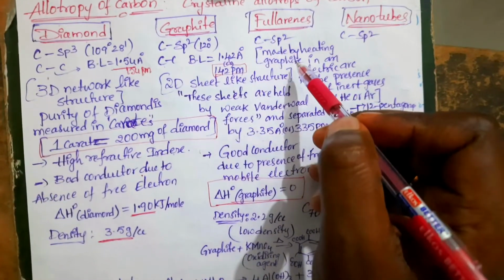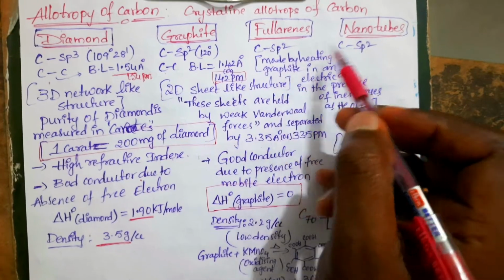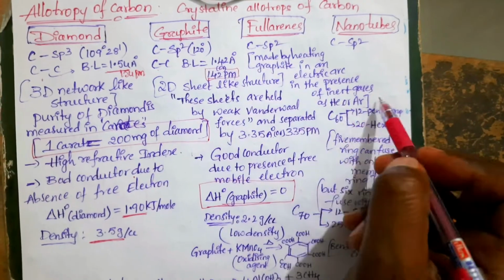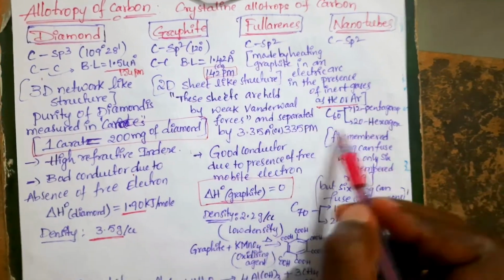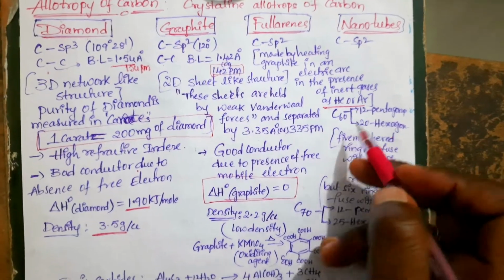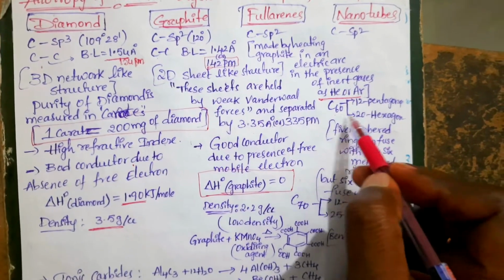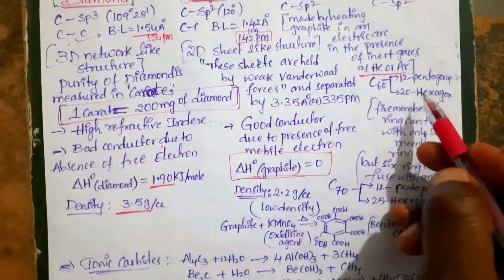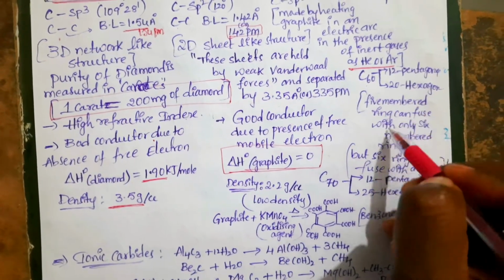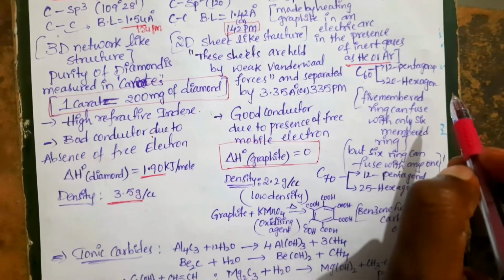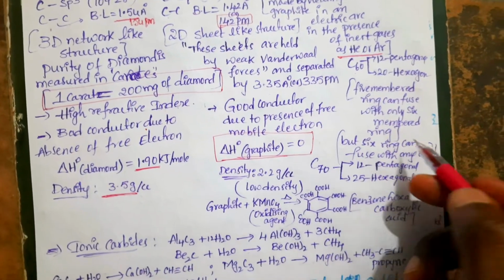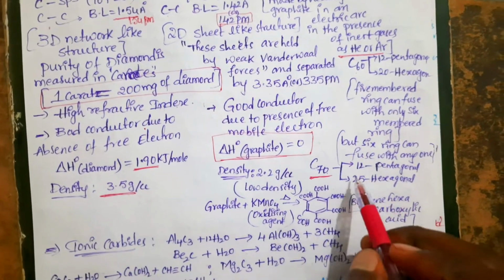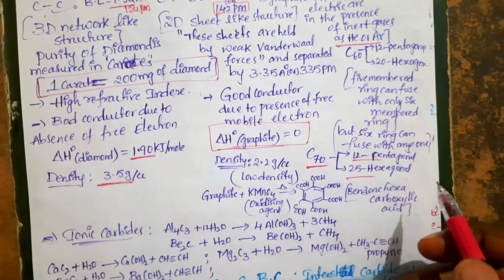You can take the fullerene. In fullerene, carbon participates in sp2, and nanotubes are also sp2. Fullerenes are made by heating graphite in an electric arc in the presence of inert gases like helium and argon. C60 fullerene consists of 12 pentagonal rings and 20 hexagonal rings. The 5-membered pentagonal rings can fuse only with 6-membered rings, whereas a hexagonal ring can fuse with any of these rings. The rarely available fullerene C70 contains 12 pentagonal and 25 hexagonal rings.